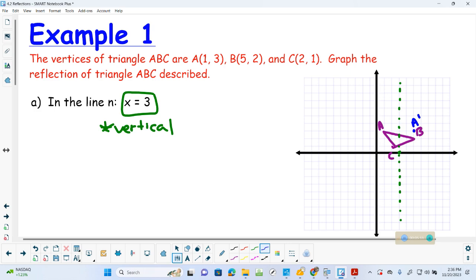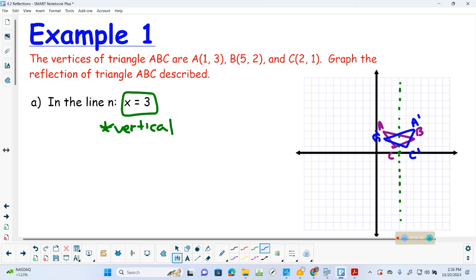Now I'm going to do the same for B. So my B, of course, is right here at 5, 2. I'm 2 units to the right of the line. Now I go 2 units left. Now I'm going to do C. C is 1 to the left of the green line, so I go 1 to the right. And then I'm going to, of course, connect it and make the triangle.